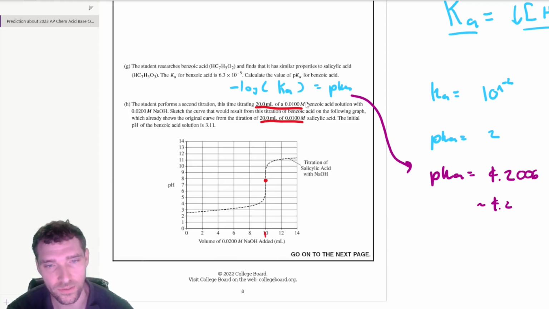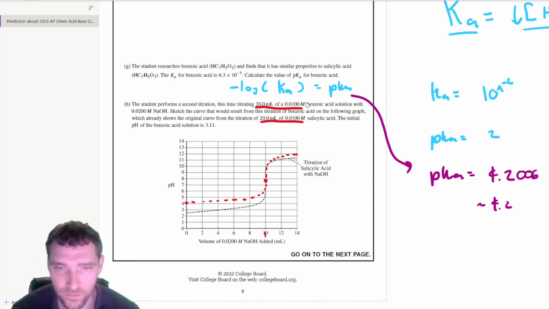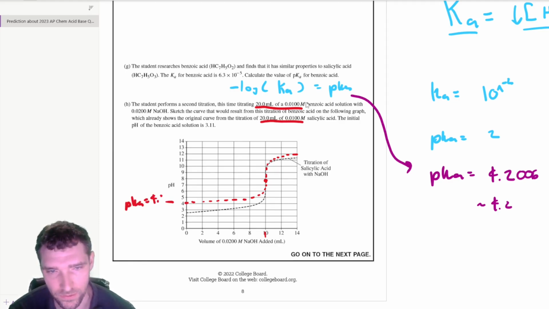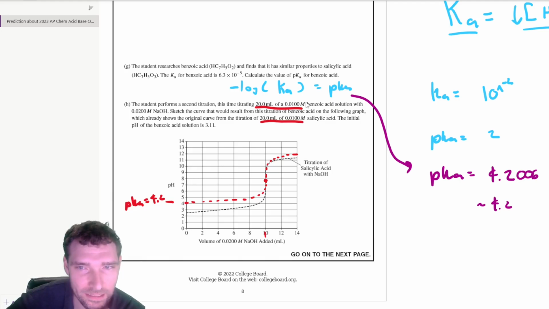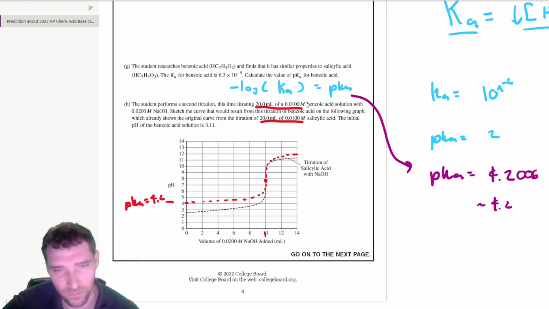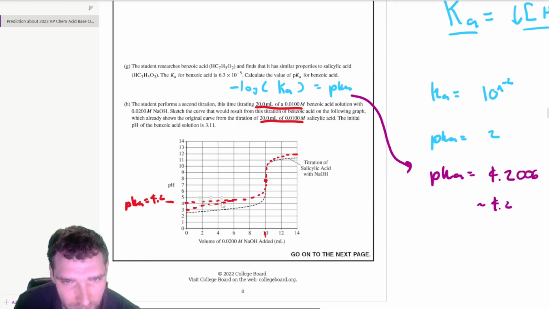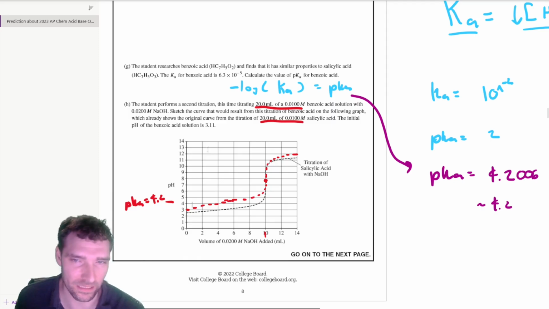It's 4.2, so its plateau is somewhere around here. And then it curves up likewise, and it should have a very similar curve to the other one after the equivalence point, but before it, it's buffering at the pKa of 4.2. So you can see how these two buffer slightly differently, and you're just guesstimating here. They're also telling you that the initial pH is 3.17, so it should come in like that. A slight adjustment I need to make there. And they don't give us a final pH, but it should just keep approaching 14 in theory.